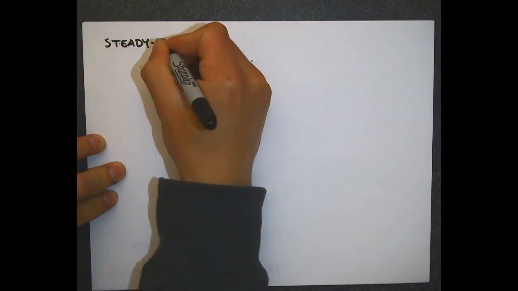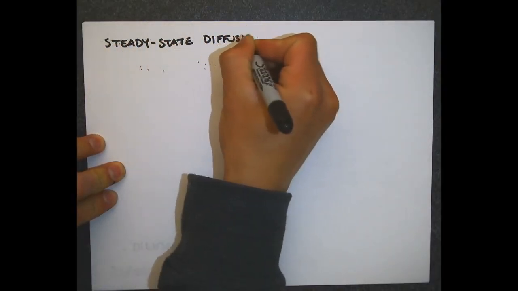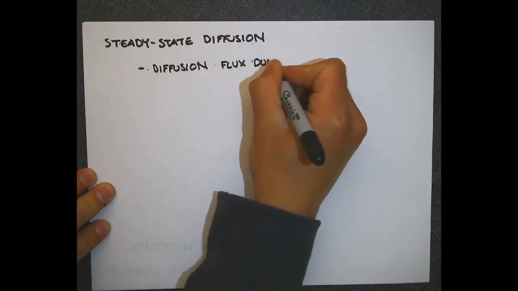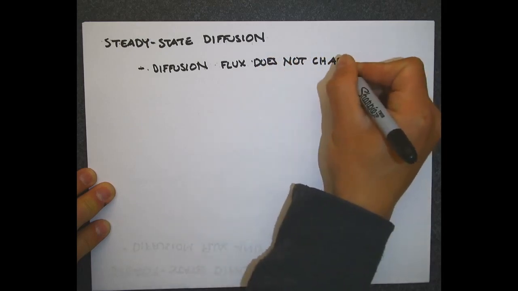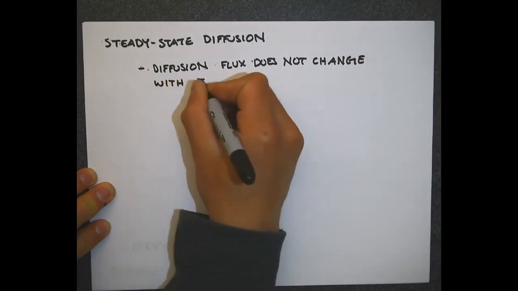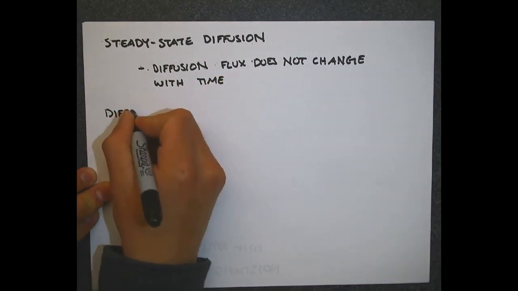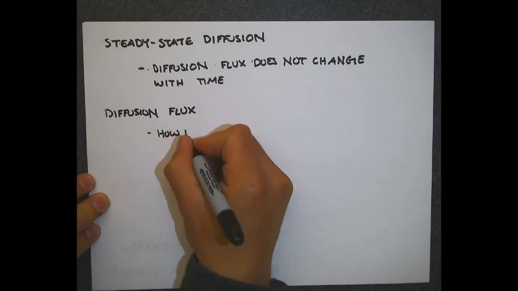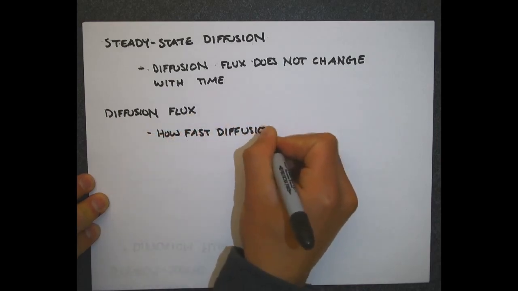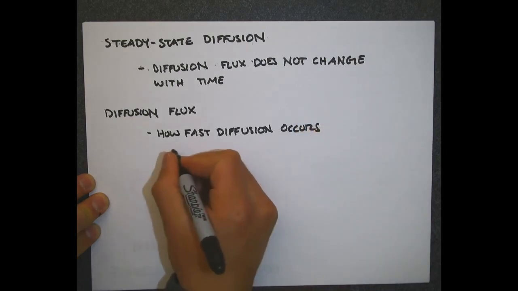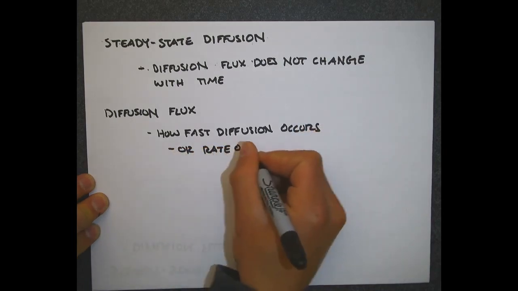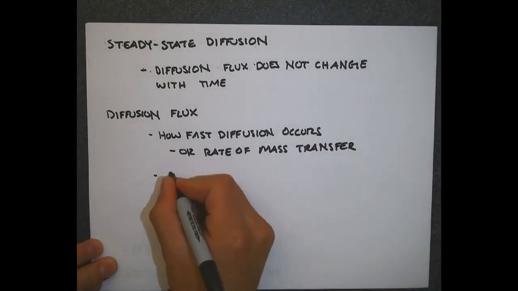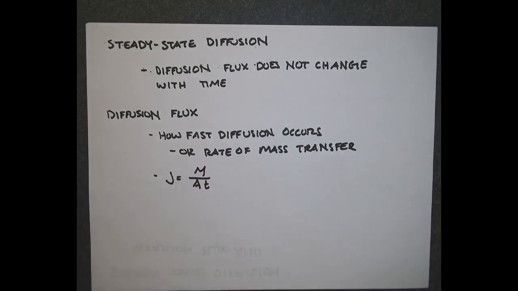Now I want to start off with steady state diffusion. I'm not going to go into too much detail about it, but I will mention that in steady state diffusion, the diffusion flux does not change with time. What is the diffusion flux, you might ask? Well, the diffusion flux is how fast diffusion occurs, or the rate of mass transfer. Now there's actually an equation to calculate the diffusion flux. It is J equals M over A T. M is the mass, A is the area across which diffusion is occurring, and T is the elapsed diffusion time.